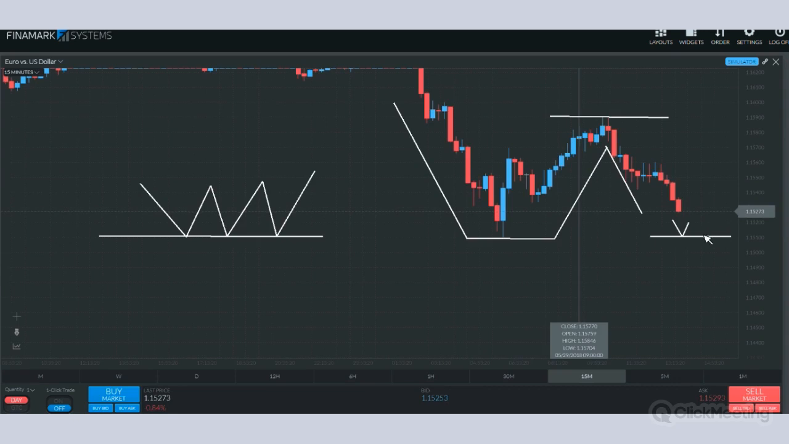So if I say I'm going to go long at 1.1510, I'm looking to buy at 1.151, obviously I'm looking to make money based on the market going upward. The farther the market goes upwards, the more I stand to gain.